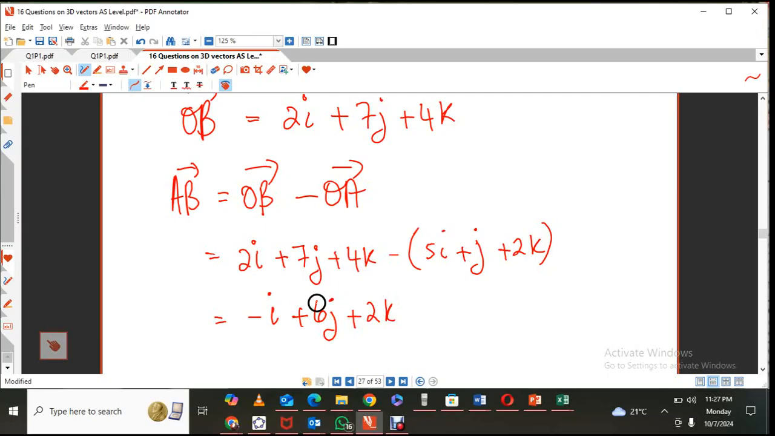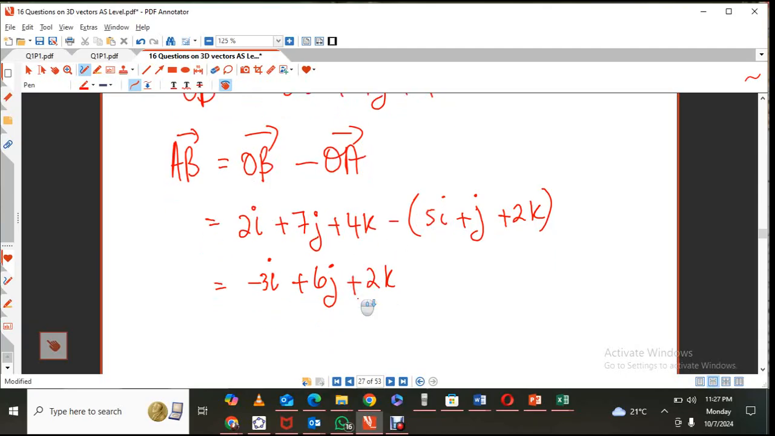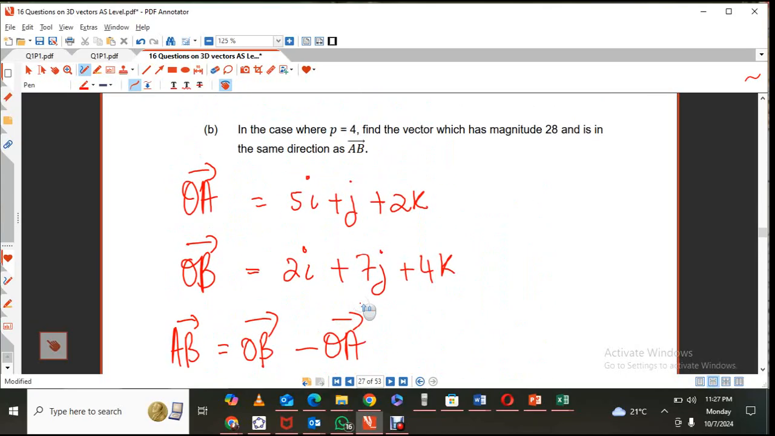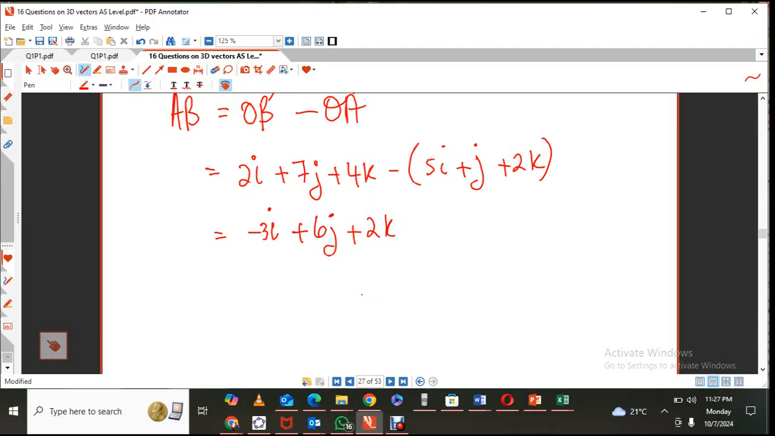First one is minus 3. It's 2 minus 5. Minus 3j, minus 3i, plus 6j, plus 2k. All right, now that we know that, remember what is the next step? That was the first step. Okay, so we have AB. Now you must find the magnitude of AB.